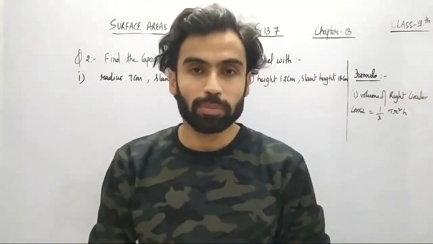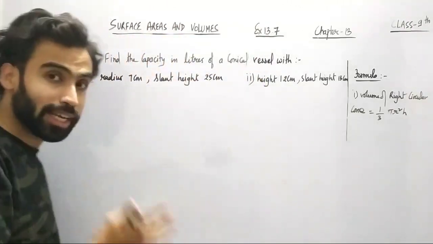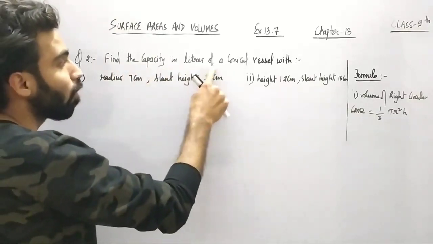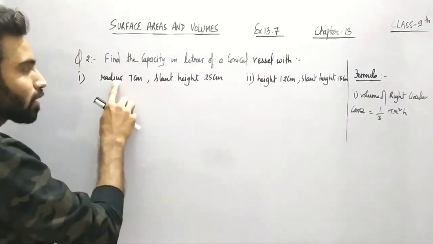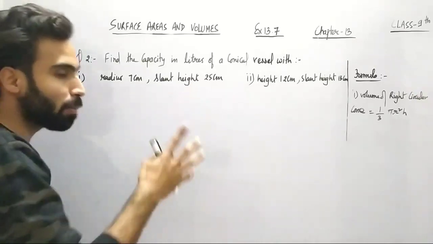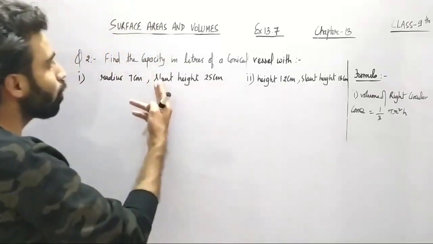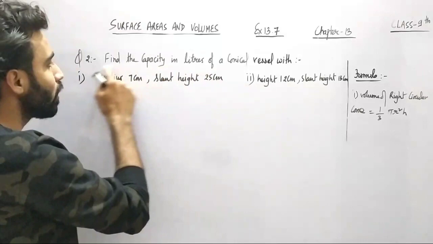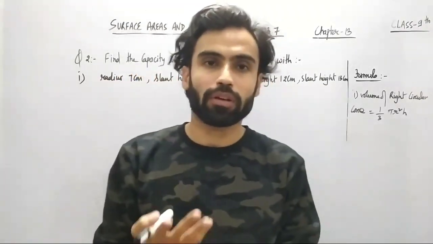So students, let us move on to the next question now. So this time you can see question number 2 is given to us as find the capacity in liters of a conical vessel with, you can see in the first part, radius is given to us as 7 centimeter. Also the slant height, which is represented by L, is given to us as 25 centimeter, right? So now we have to simply find out the capacity of a conical vessel with the given thing right here, right? So हमें capacity find out करनी है of the cone, right?